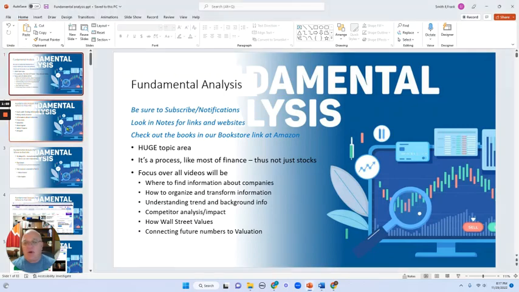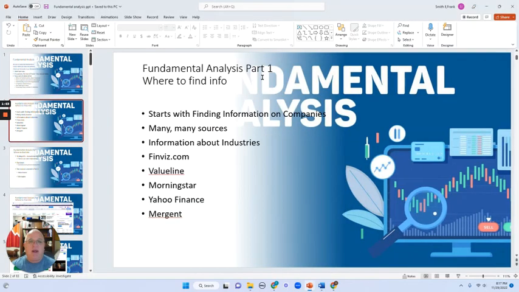Anywho, starting along here, the first part of this will be where to find information, part one. It starts with finding information on companies, of course. If we're going to transform the data and learn something from it, we have to find it first. And there are many, many sources. I've been at this a long time, and the ones I bring to you, I think, are the best ones out there. And all of it's about information about companies. It's a little more difficult to find information about industries, but important. We will do that as well.